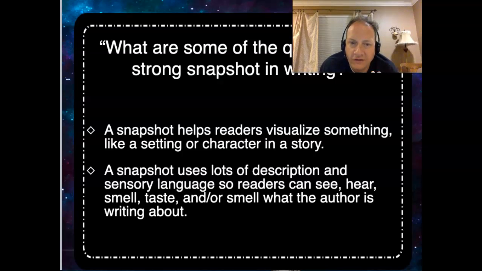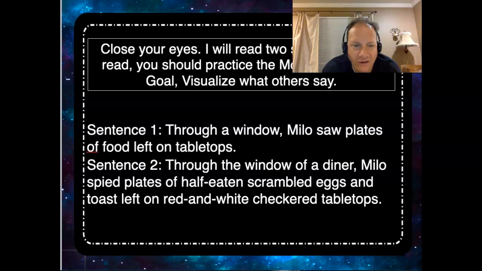So if you use a lot of sensory words, that means that the reader can almost smell it. If you're talking about some kind of food, you can almost taste it. You can see it. You can smell it. You know what it's going to taste like. All right, so that's an example of a strong snapshot in writing.